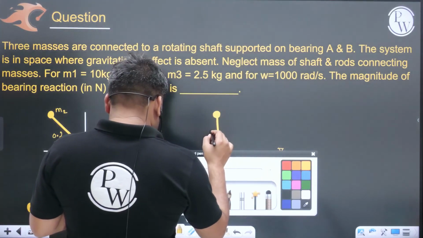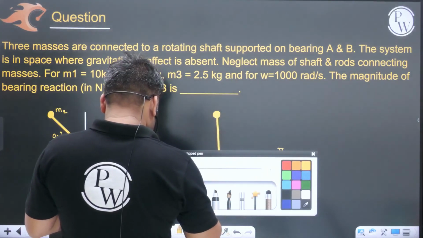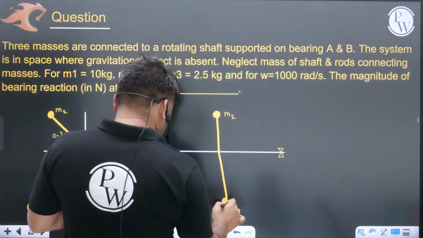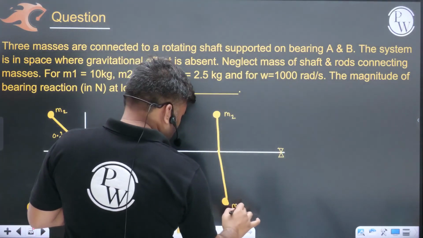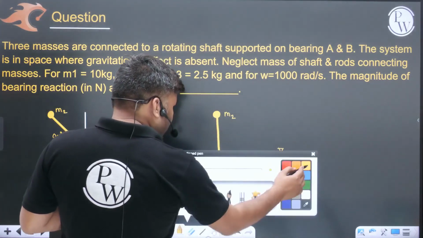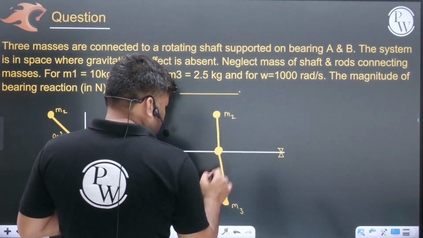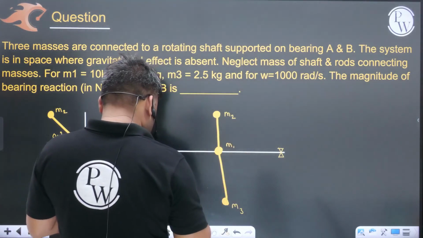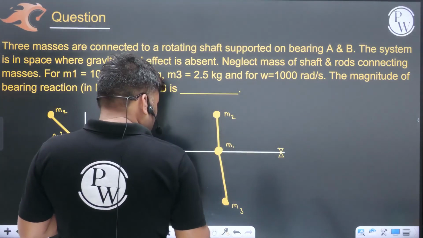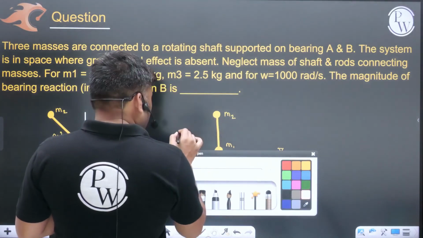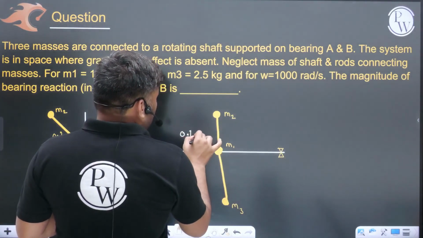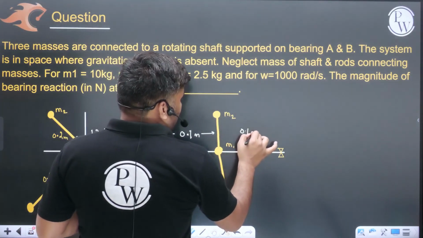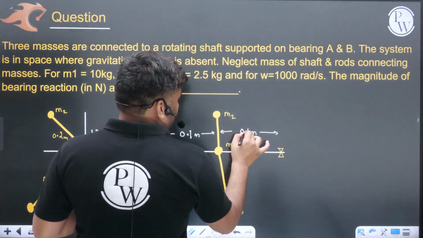This is M2 mass, this is M3 mass, or M1 mass is somewhere here. This kind of diagram they have given. ठीक है. Distances, shaft की distances is given as this is 0.1 meter beta. This kind of question they have given. This is also 0.1 meter. ठीक है.